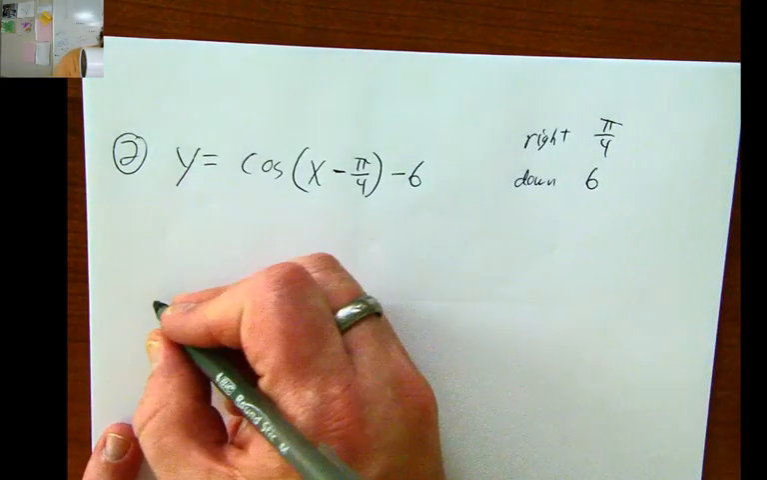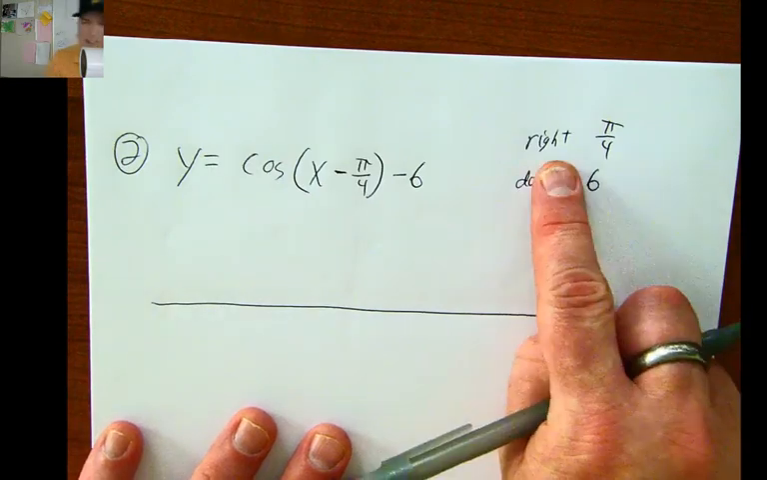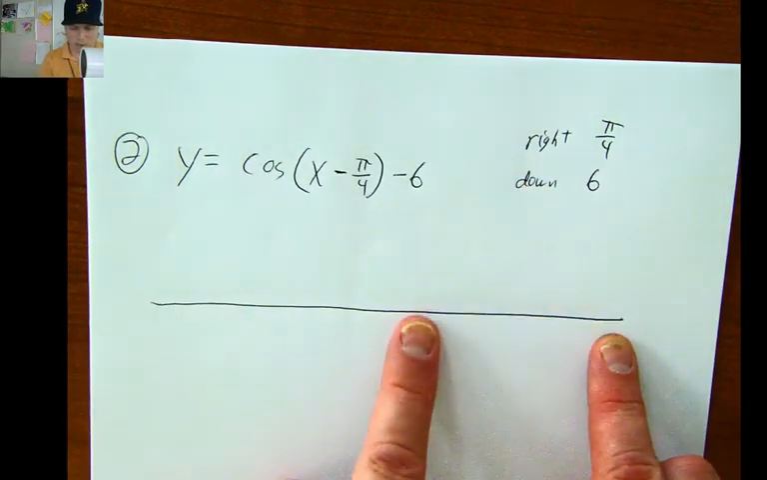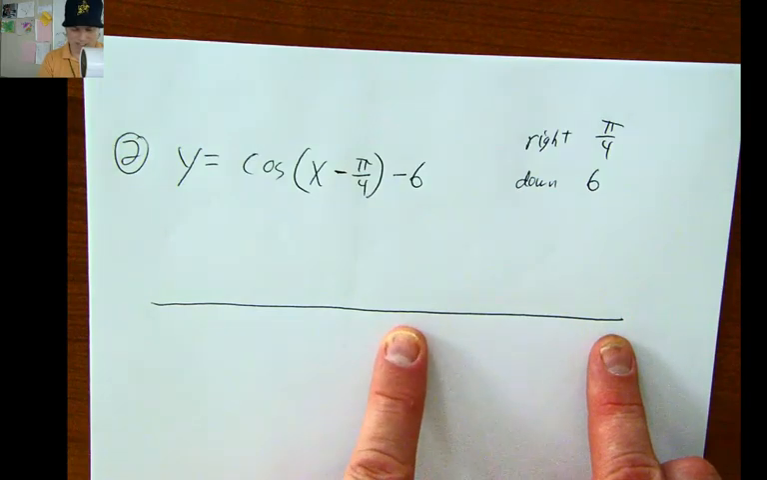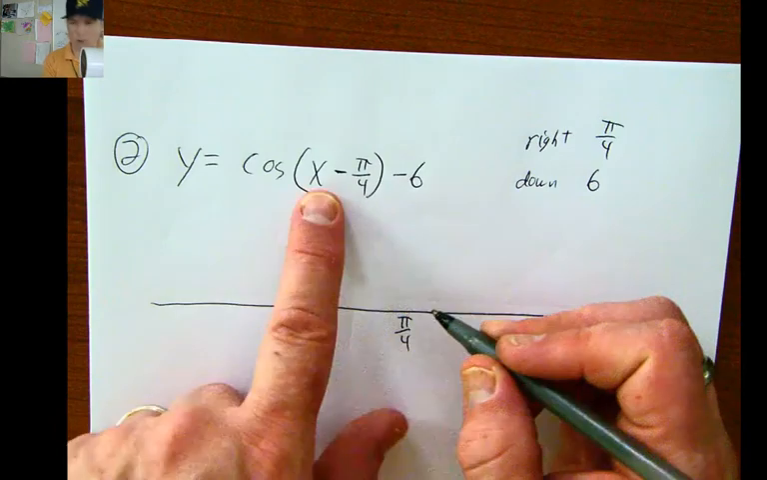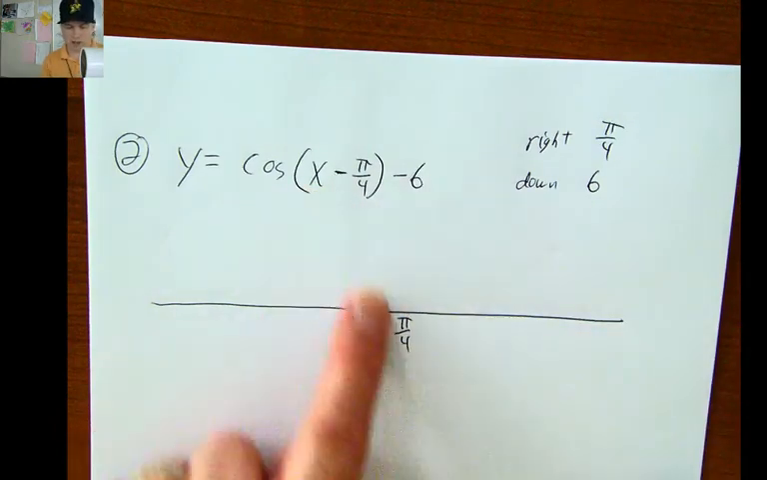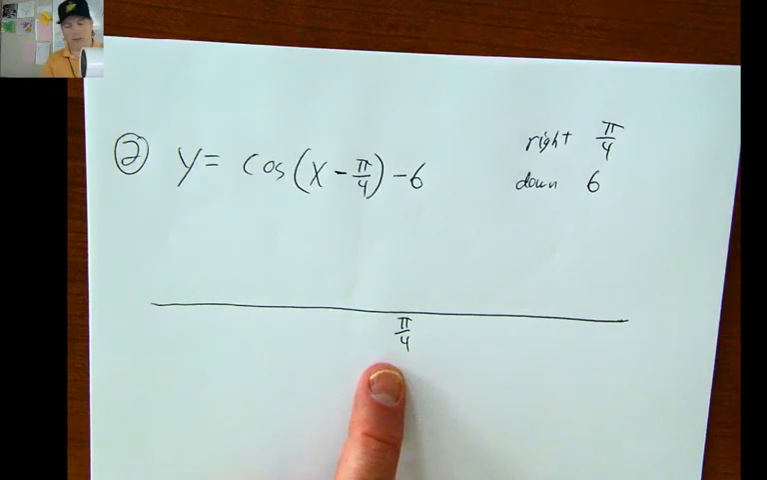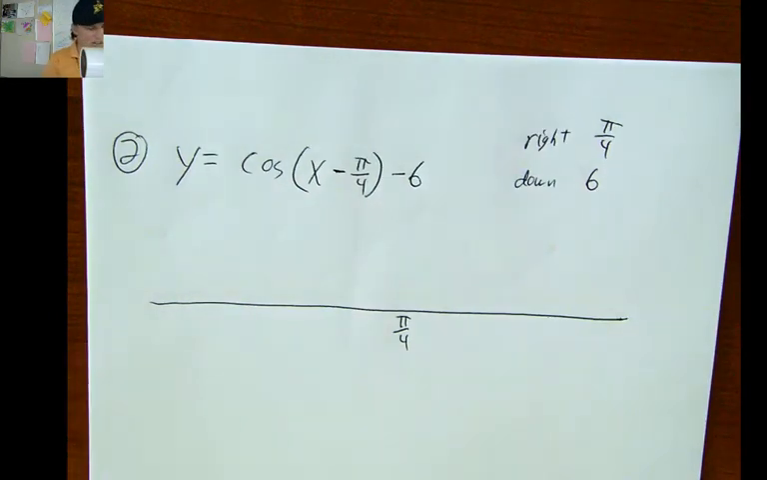And I make my x-axis, and right in the middle of my x-axis is going to be my start point, which for cosine is typically 0, but because of the horizontal shift, the translation, my start point's pi over 4. All right, you might want some side work because you're going to have to do fraction midpoint stuff. Do a side work here.